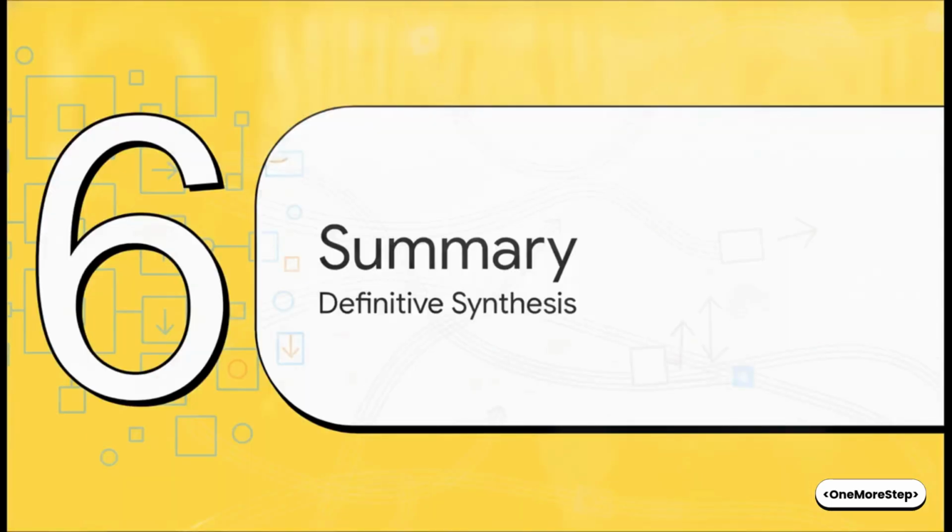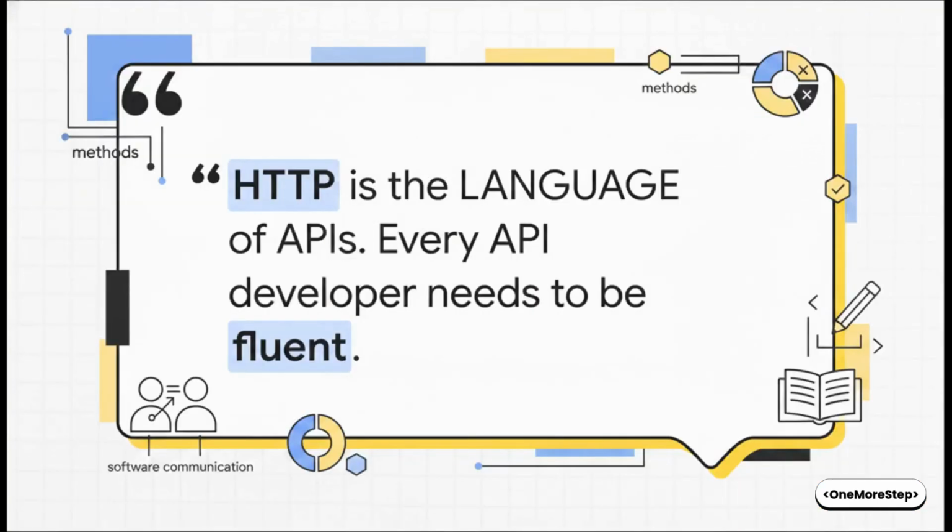Part 7. Summary. The definitive synthesis. HTTP is the foundational language of APIs, requiring precise grammar through methods and status codes to ensure reliable, structured software communication.